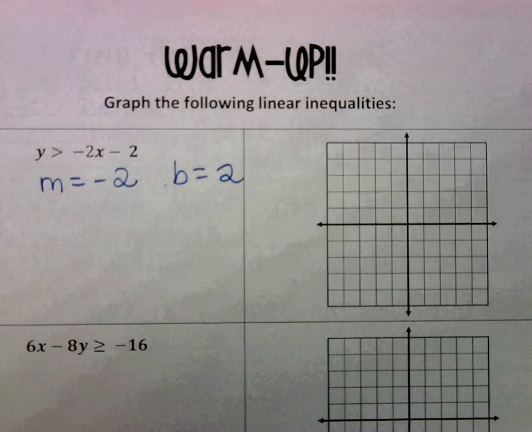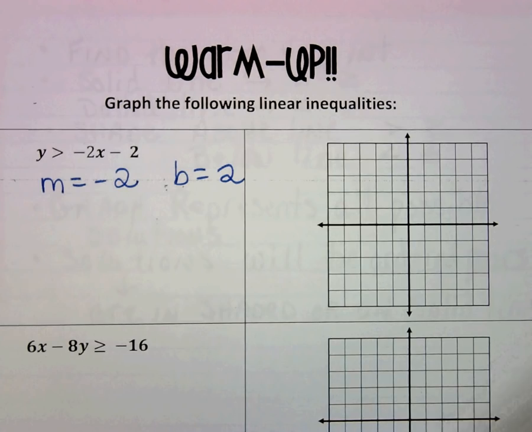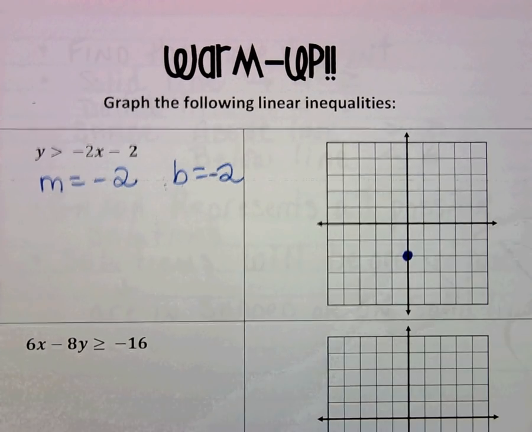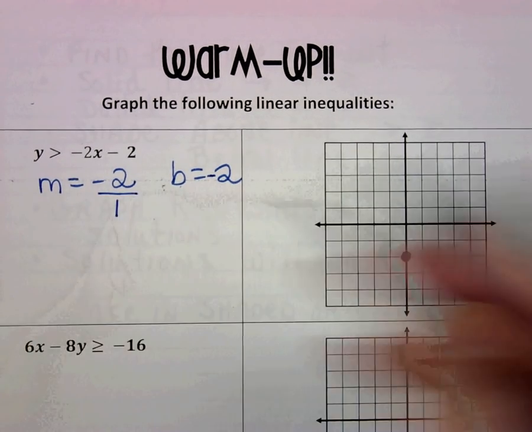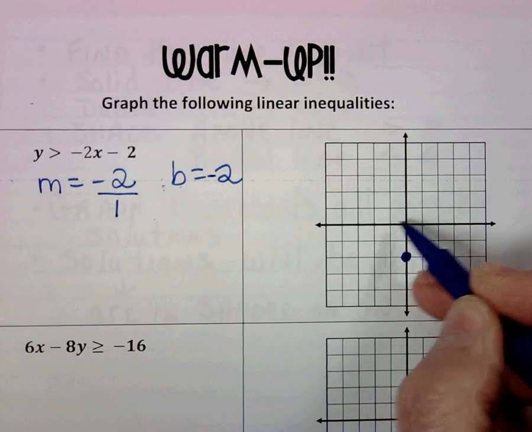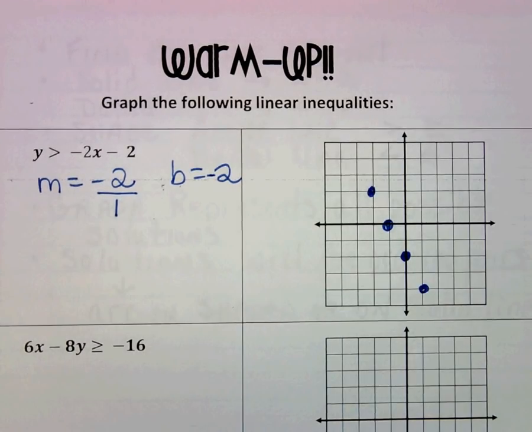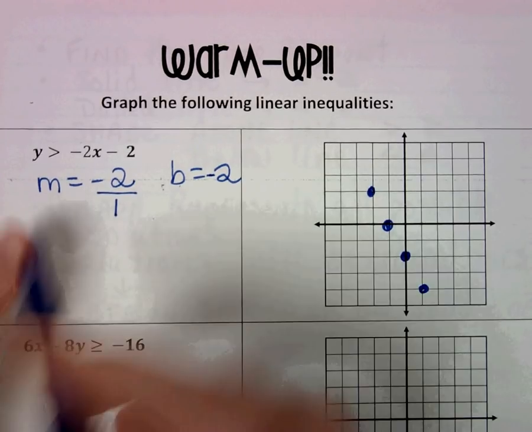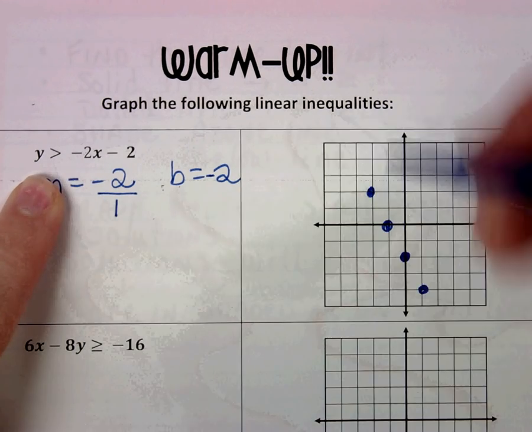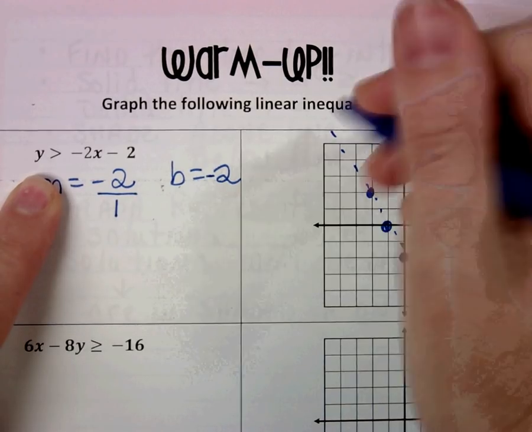Remember the first point that you graph on the line is our y-intercept of -2. And I didn't write that. So here's my y-intercept of -2. And if my slope is -2, remember, we're going to move down 2, right 1, or up 2, left 1. Now remember, don't just automatically connect your points. You've got to look to see what kind of symbol we have. We have the symbol greater than. It's not equal to. So these points are going to be connected with a dotted line.